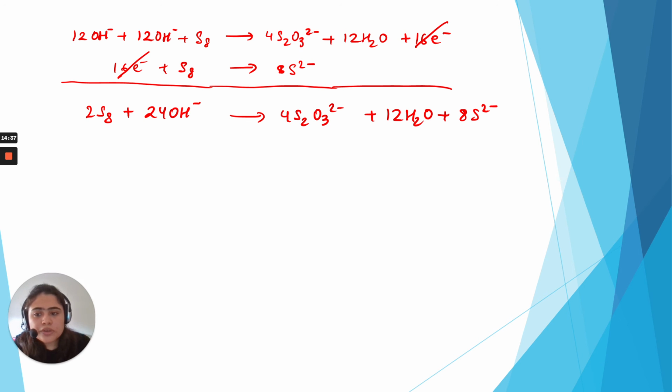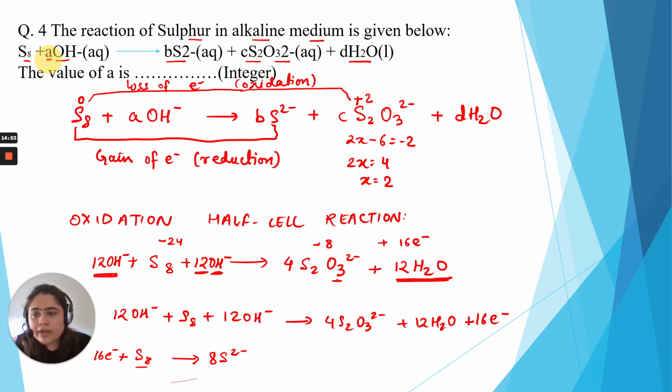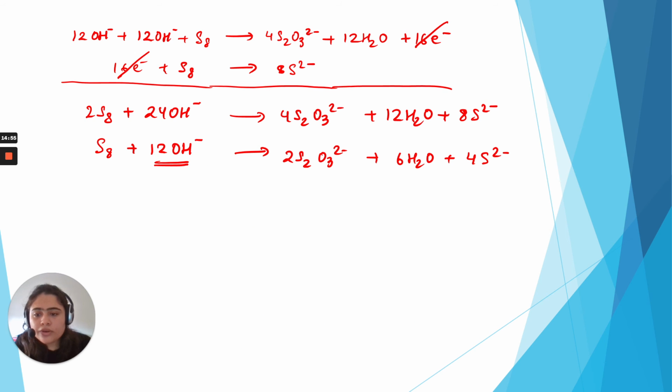We can reduce this equation also because every number is divisible by 2. So the reduced equation will be this one. So now the coefficient of OH minus ions we need to find in the equation. We need to find the value of A. So the value of A will be 12. This is the answer of the given question.